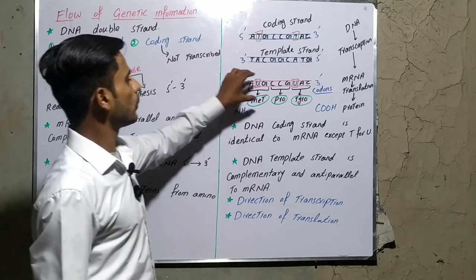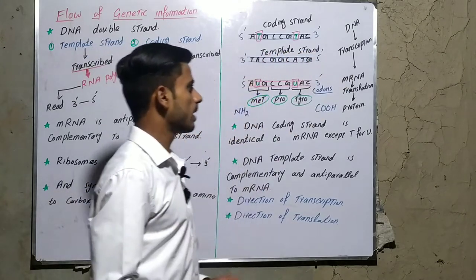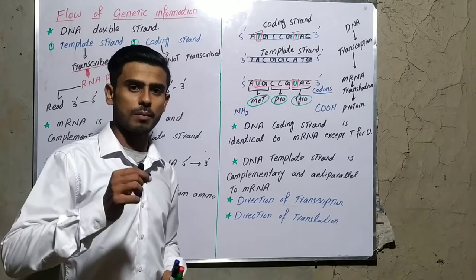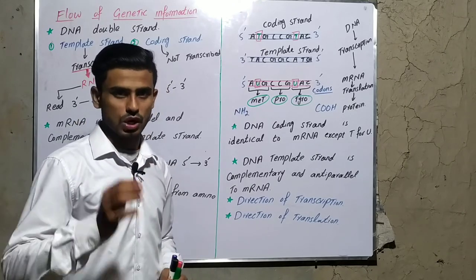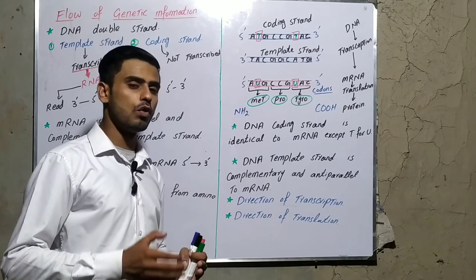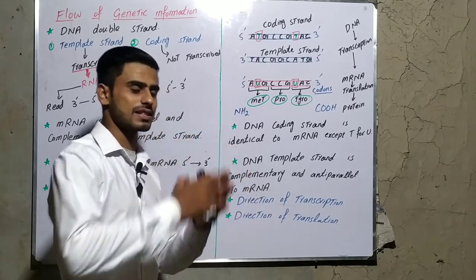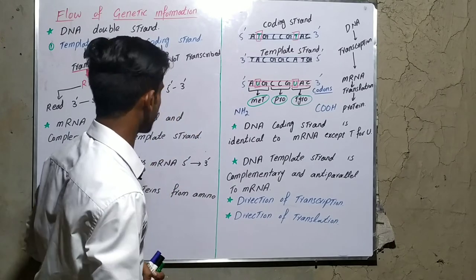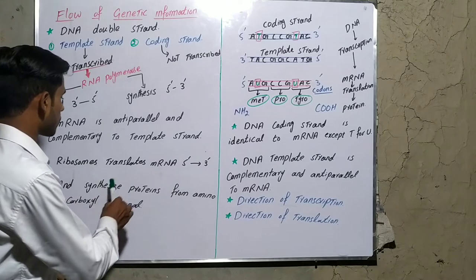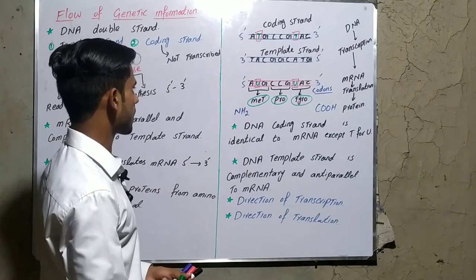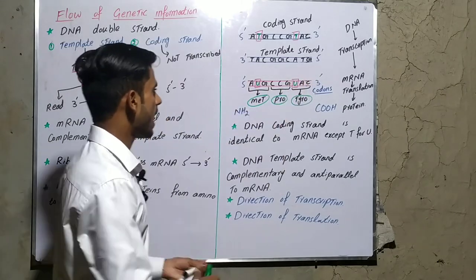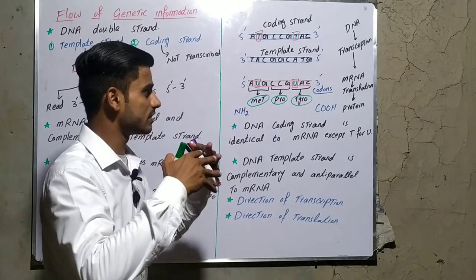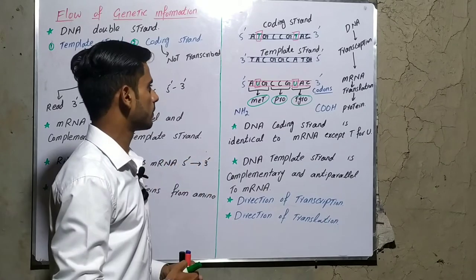Now this messenger RNA product has been formed, and remember that concept: this messenger RNA will be formed in the nucleus. Then it will move out from the nucleus and come into the cytoplasm and move towards the ribosomes. When it comes to the ribosomes, these ribosomes will translate the messenger RNA, this time from 5' end to 3' end, and they will form the protein. They will form the amino acids, and amino acids combine with each other and form the proteins.